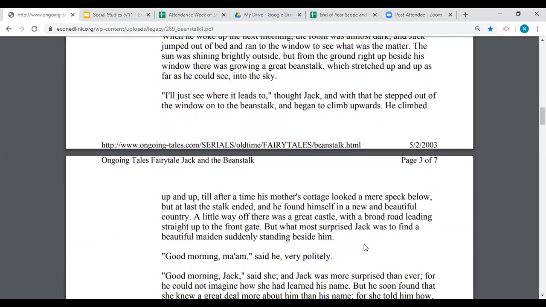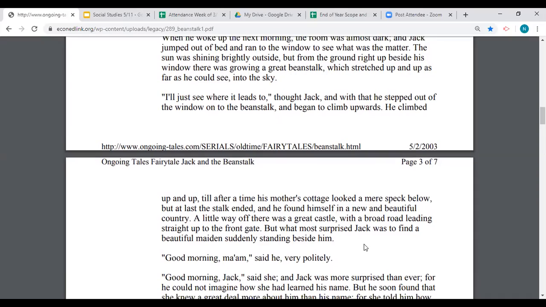He climbed up and up till after a time his mother's cottage looked a mere speck below. But at last the stalk ended and he found himself in a new and beautiful country. A little ways off there was a great castle, and a broad road leading straight up to the front gate. But what most surprised Jack was to find a beautiful maiden suddenly standing beside him.